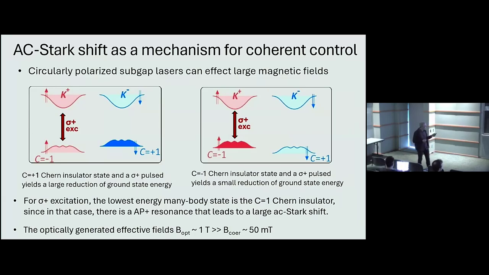And what David Ashelholm here, about 20 years ago, showed is that by using circularly polarized sub-band gap lasers, you can actually generate effective magnetic fields, splittings on the order of Tesla or more. Okay, there are questions about this: it will be pulsed, and whether the system has enough time to switch. That's what makes the experiments interesting.